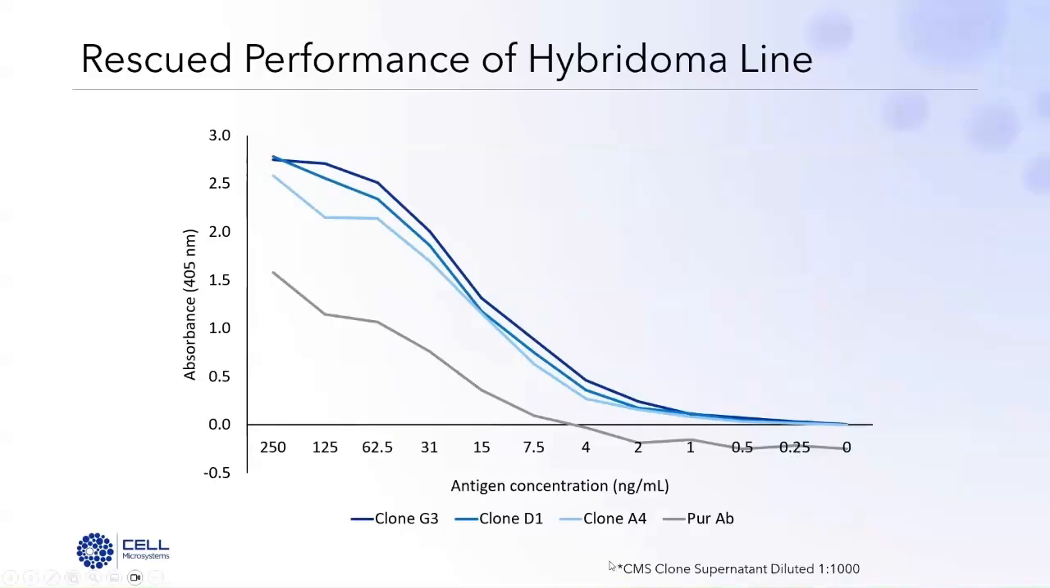And I want to draw your attention to that little asterisk at the bottom. Each of the supernatants from the Cell Microsystems clones had to be diluted 1 to 1,000 to make it onto the scale relative to purified commercial antibody. So you can imagine exactly how much antibody is being pumped out by these high-producing clones that we were able to rescue. In addition, you can see that each of these clones are very close together in terms of their antibody production, suggesting that the cells that we're recovering were once upon a time clonal and that we've been able to retrieve them from this drifted population.